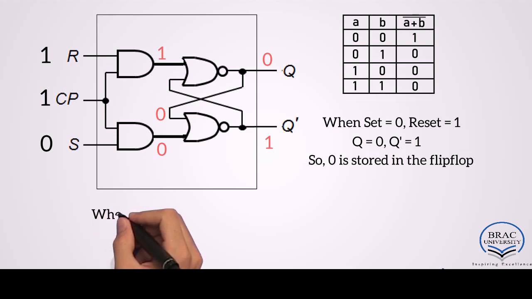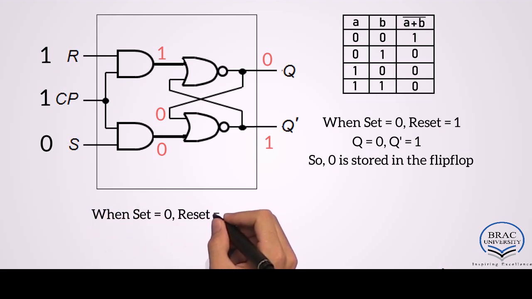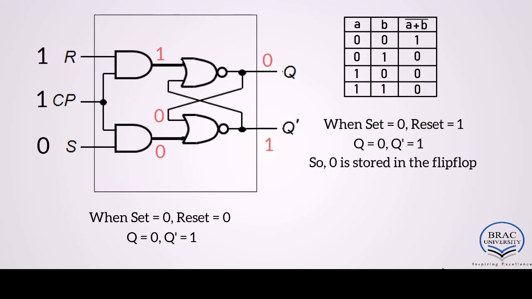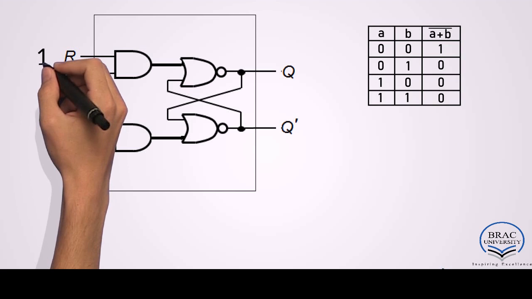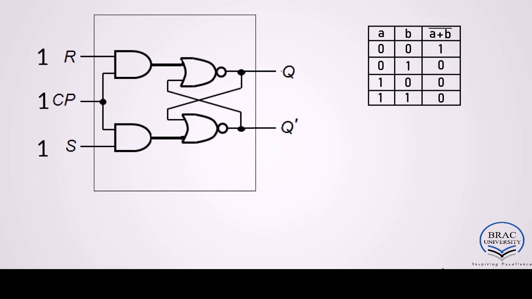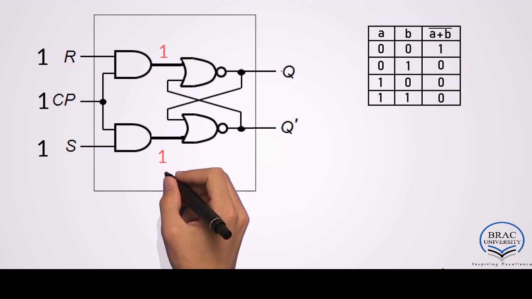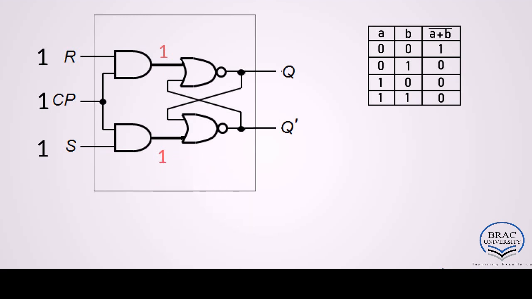After this, if set and reset both becomes 0, then the previously stored values won't change. So Q will remain 0 and Q prime will remain as 1. Now, if both set and reset are 1, then firstly, from the AND gates, we will get 1 for both. Next, these two 1s will get passed into two separate NOR gates.